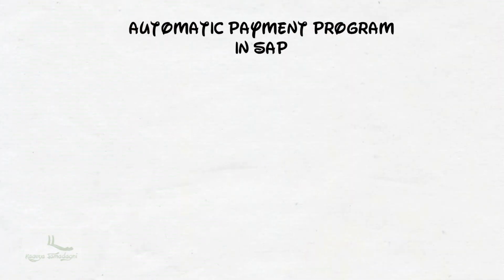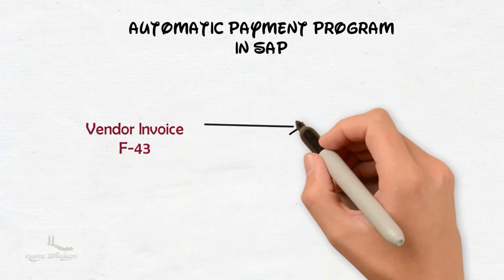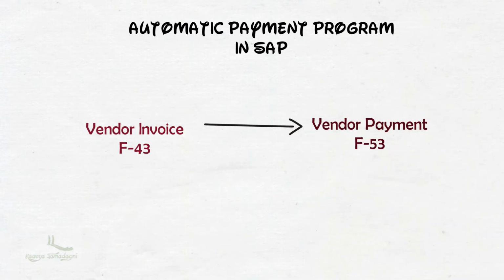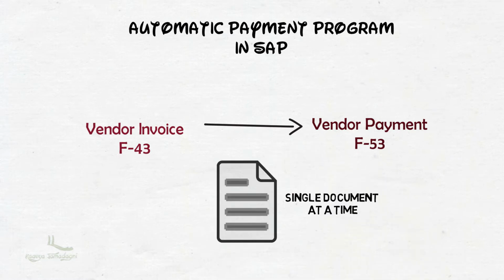Automatic payment program. Till now, in our learning, we were creating the vendor invoice using the T code F-43 and creating the vendor payment document using the T code F-53, that is one document at a time. But in real-time scenarios, we will have millions of documents for which we need to post the payments. So, we cannot use the F-53 for each document. It is actually time consuming and that's not practical.